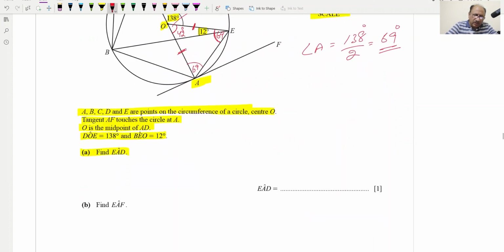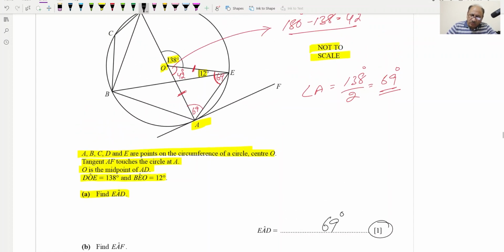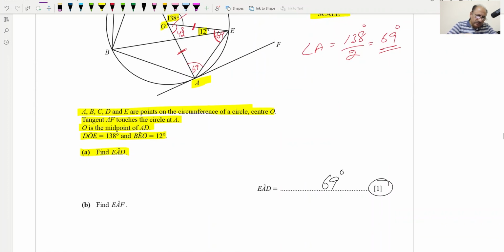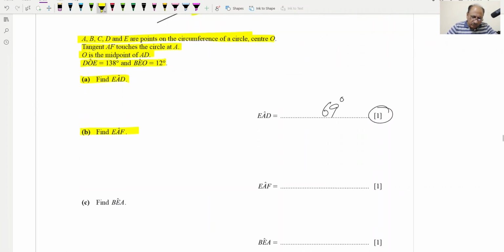And we can write the answer. It's a 1 mark part, so directly you can write the answer as 69 degrees. For your explanation, I have provided the complete working also at the side of the drawing. Now they are saying part B, find EAF, and this is also a 1 mark part.